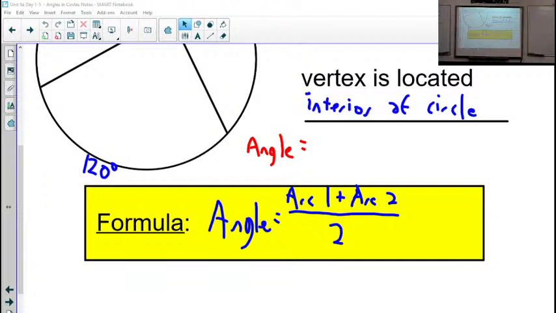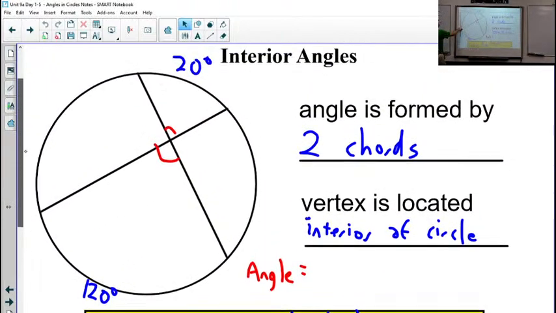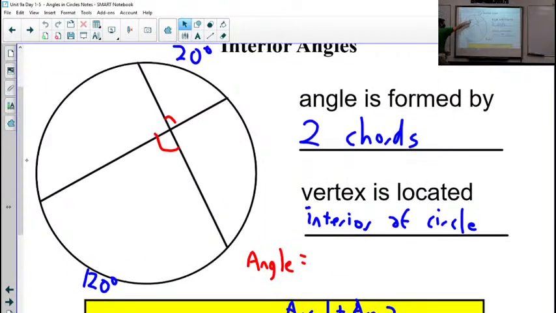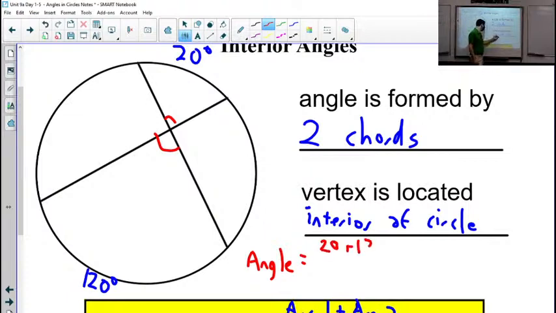So to take the example that I drew here, I gave this arc up here as 20, and this arc down here as 120. So that would make the angle, add the arcs, divide by 2, so I'd have 20 plus 120 divided by 2. So that's 140 divided by 2, which is 70. So this angle here would be 70 degrees. Which means, from vertical angles, that this angle would also be 70.